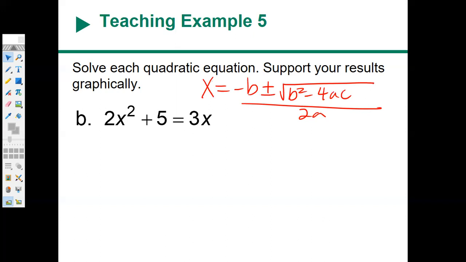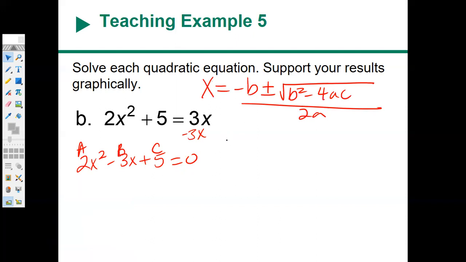All right. So with the quadratic formula, you have to make sure that, one, your quadratic equation is equal to 0. And two, typically you want to make sure that it's in order so you get your A, B, and C correct. So this is not equal to 0. So before I do anything, I have to subtract 3x. So now I have 2x squared minus 3x plus 5 equals 0. So therefore, this is my A, this is my B, and this is my C. So I can plug everything in. Cool?